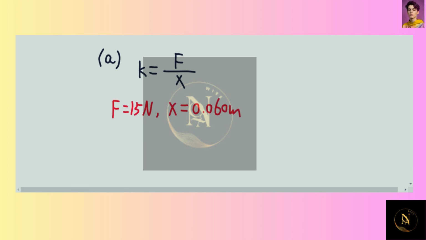Okay, so the spring constant should be equal to force divided by the distance. We know the force is given as 15 Newton, and distance is 0.060 meter away from equilibrium position. So therefore, let's determine the spring constant. The spring constant is equal to 15 Newton over 0.060 meter, and this will give us the spring constant is about 250 Newton per meter.